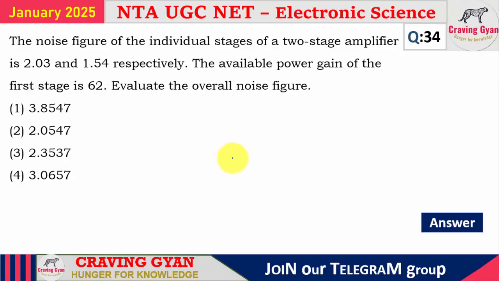34th question, you see the noise figure of individual stages of a two-stage amplifier is, see, let me take F1 to be 2.03.